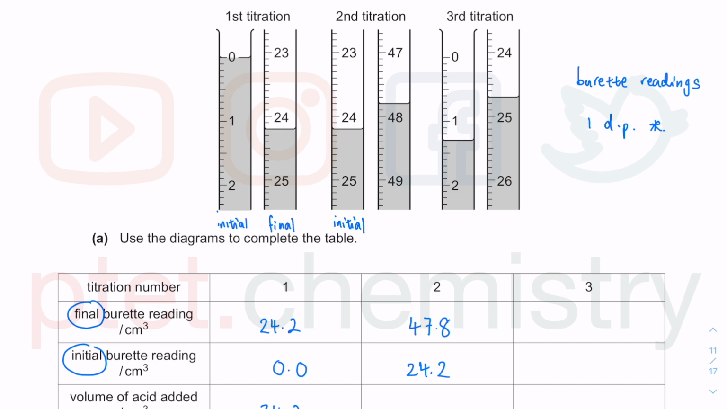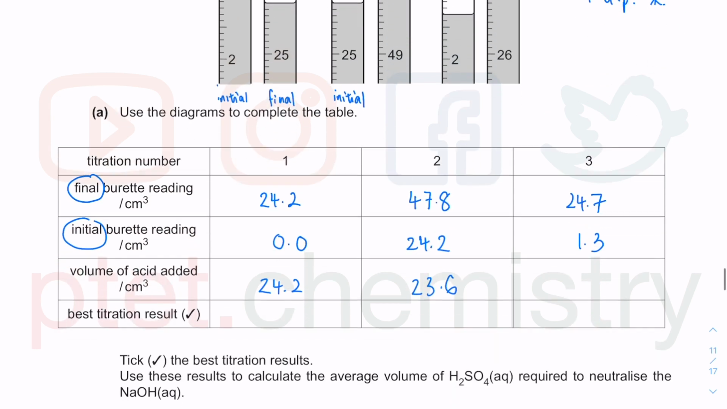So I got 23.6 on my calculator. And then the next one, this one has been refilled, 1.1, 1.2, 1.3. So initial volume 1.3, final volume 24.1, 2, 3, 4, 5, 6, 7. So that's 24.7. So 24.7 minus 1.3, I got 23.4.